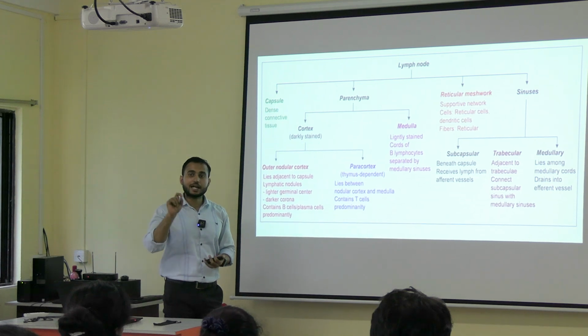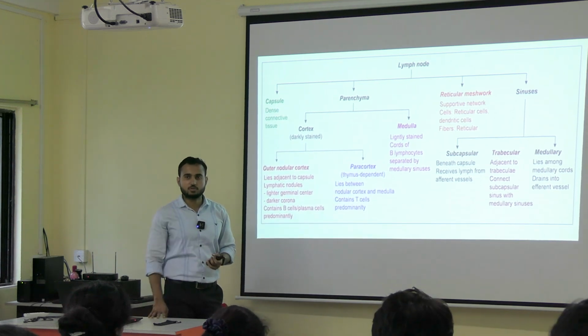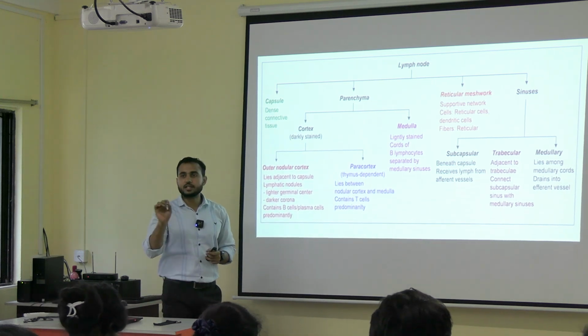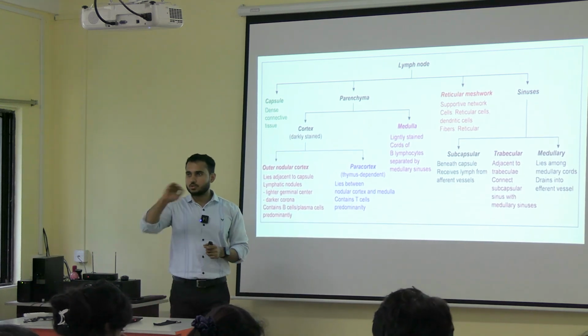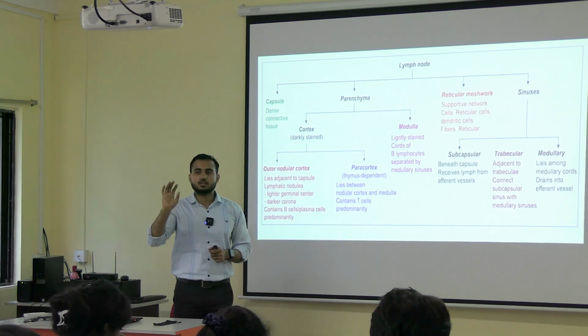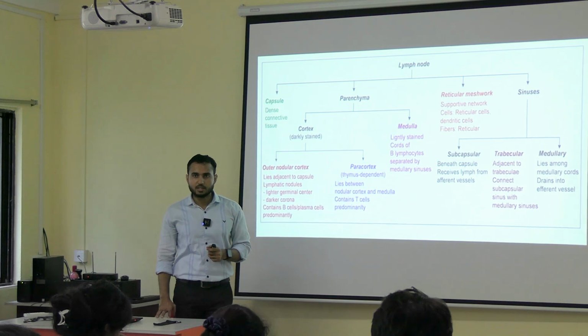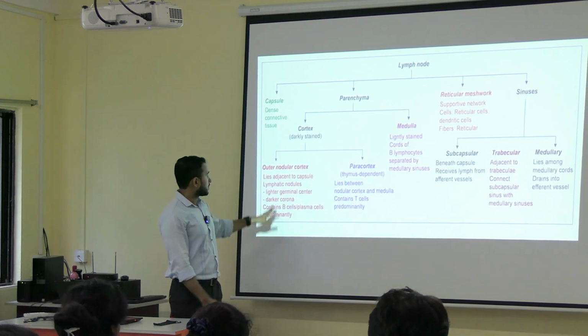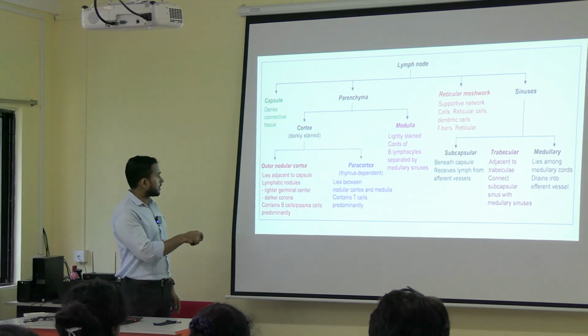That is an important identifying feature of lymph node. Please note that this is a very important identifying feature for lymph node. Just below the capsule a sinus is present, that is called the subcapsular sinus. Deep to that you will be getting the outer cortex, the outer nodular cortex.